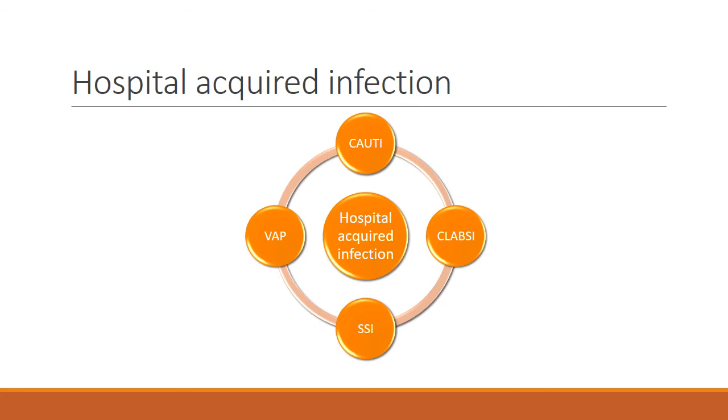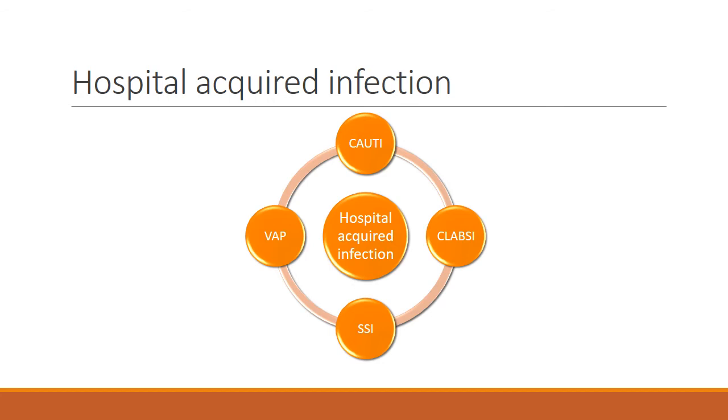That means if a patient comes with a stroke in the ICU and he develops a catheter associated urinary tract infection, this catheter associated urinary tract infection is a hospital acquired infection. So this infection he or she might get from the environment of the ICU.